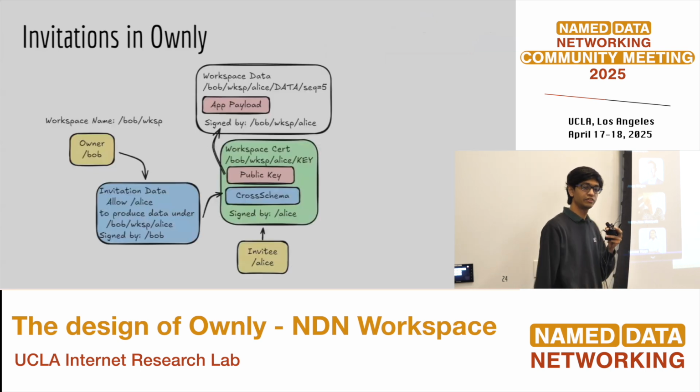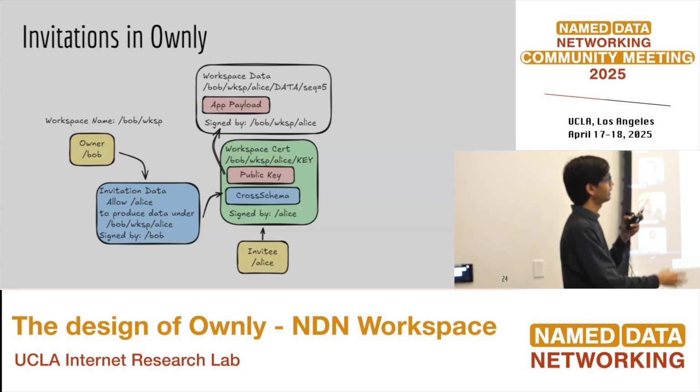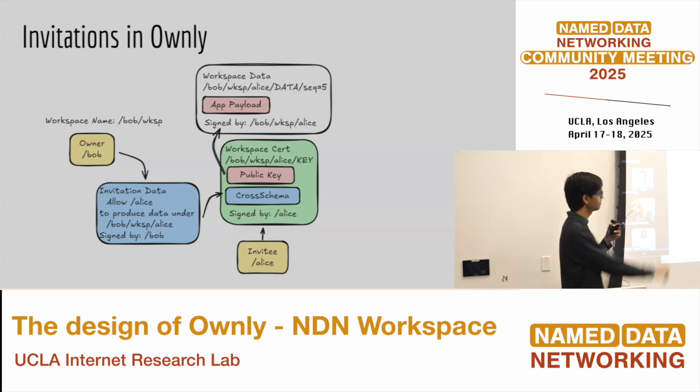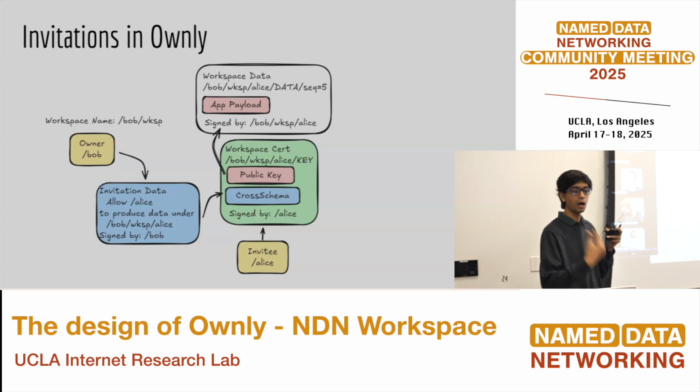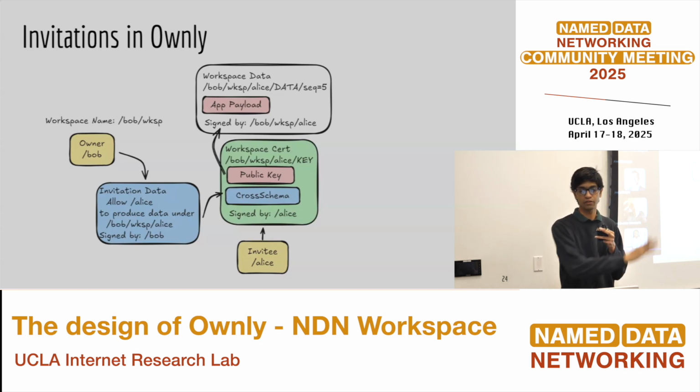And yeah, this is just a diagram of what I just said. The owner, Bob, creates a workspace, which is in Bob's namespace, /Bob/workspace. Bob invites Alice to join this workspace and publish data under Bob's namespace. So then the invitee Alice will create a workspace certificate under Bob's namespace, and to let others verify that Alice is allowed to do this, you have the blue invitation data, which essentially says that Bob allows Alice to produce data under this particular namespace, which is under Bob's namespace. And this in turn is signed by Bob, saying that the cross schema itself is legit.